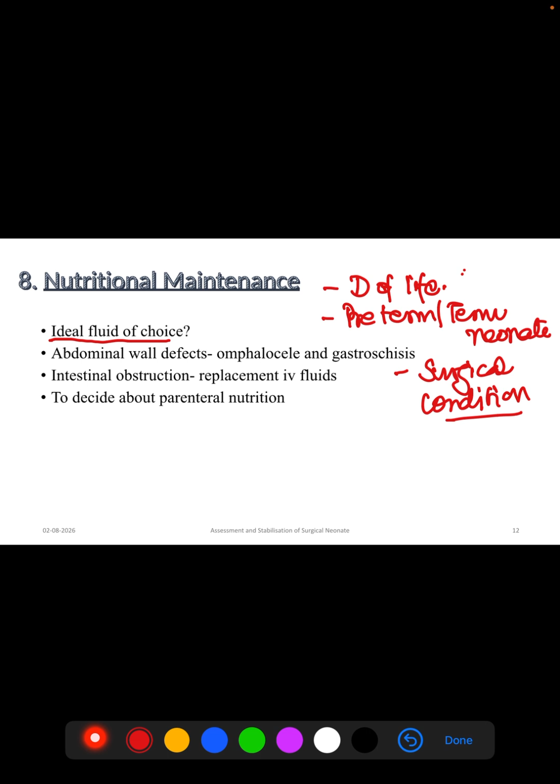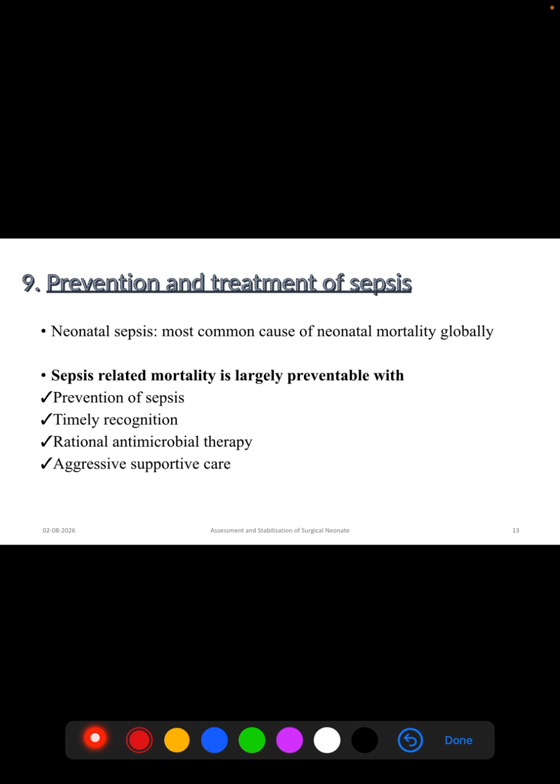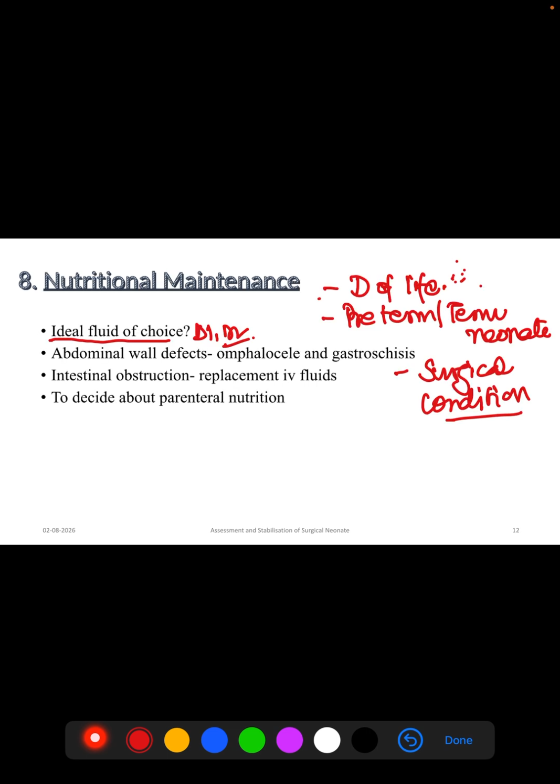So for day 1 and day 2 it is usually dextrose only, and afterwards we add the sodium and potassium. So potassium is usually added when the baby passes urine once. Okay, then we have to be more aware while dealing with abdominal wall defects like omphalocele and gastroschisis, when the baby is having intestinal obstruction, when there is high OG output, and also we have to decide about parenteral nutrition.